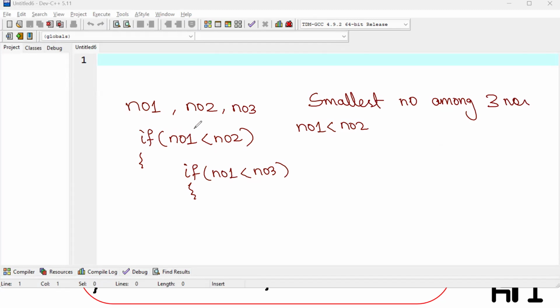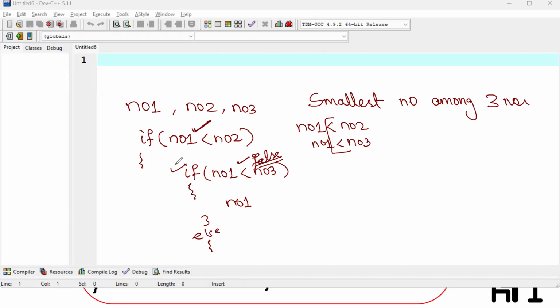So that means there is a dependency between the outer if block and the inner if block. If this condition is also true, that means number 1 is again less than number 3. That means number 1 is less than both, so number 1 will obviously be the smallest. Okay.